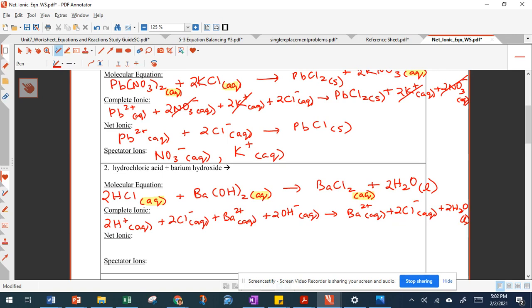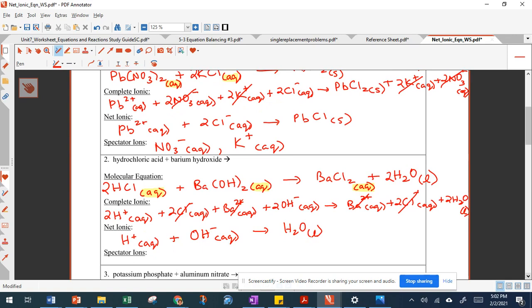Okay, we're going to cross out anything that appears on both sides, so we can get rid of the chlorine ions, and get rid of the barium ion. And we're left with, and I'm going to simplify this to H plus, since all the coefficients are 2. And then what I crossed out becomes my spectator ions. So we have Cl minus AQ and Ba2 plus AQ. Okay, so that's the process of how to figure out a net ionic equation.